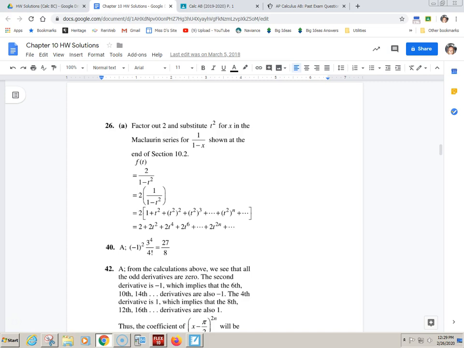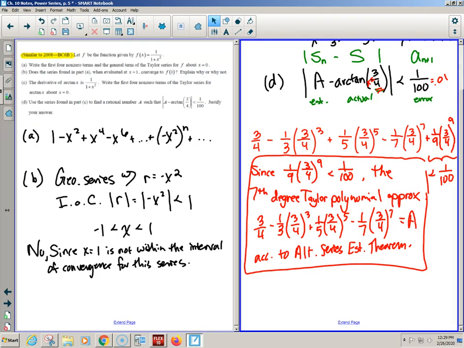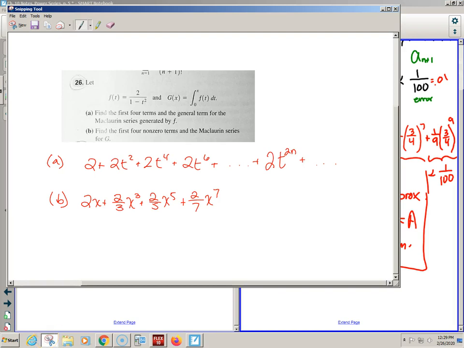Oh, it didn't even show B? Oh, sorry, I must have copied it off. That's the wrong one to show you. There you go. Yeah, just integrate term by term, and you can stop. It just says the first 4 non-zero terms. Oh, wait, and the Maclaurin series. Ooh. It doesn't say the general term.